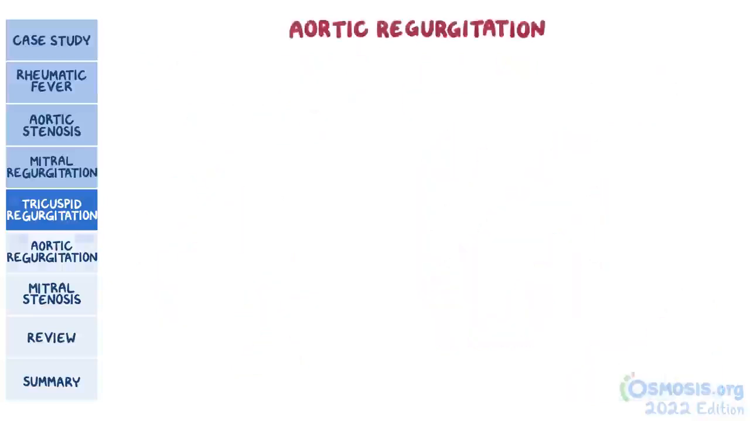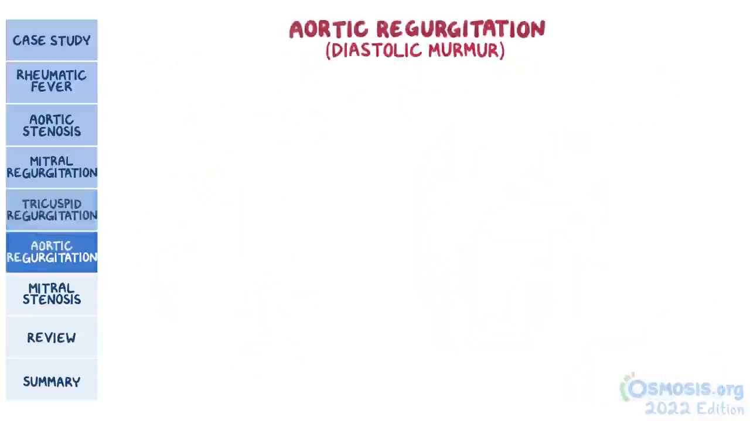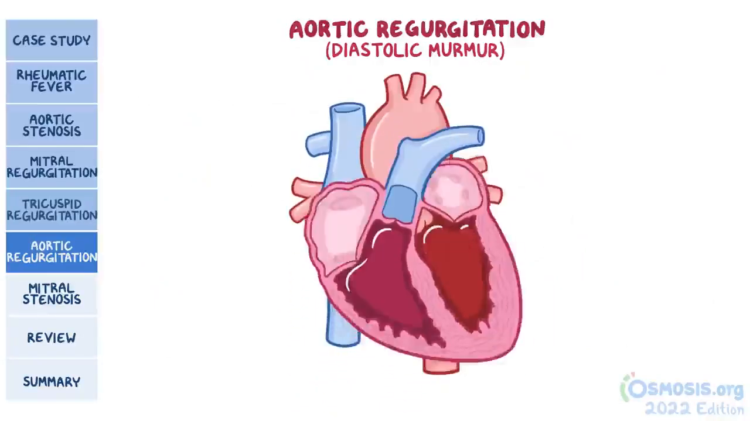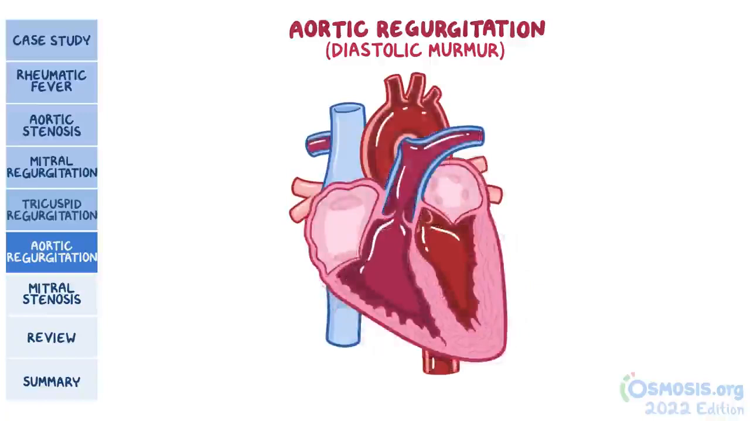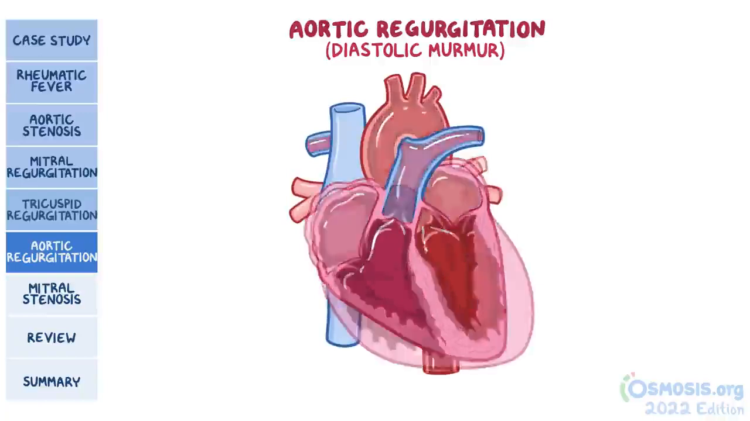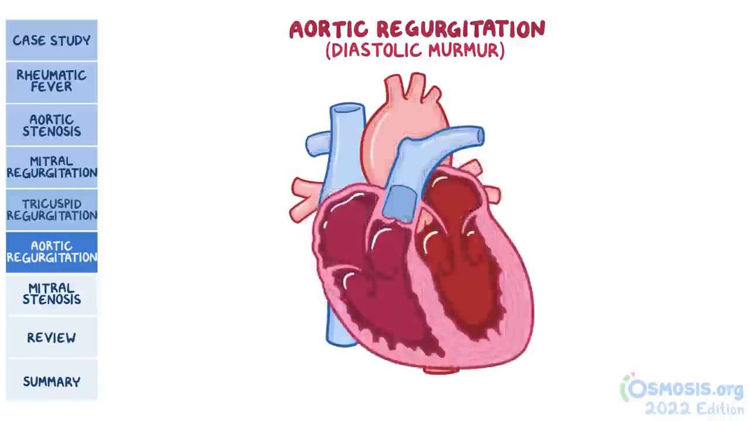Let's now move on and talk about diastolic murmurs, specifically aortic regurgitation. Normally, right after the ventricle pumps blood out through the aortic valve, the valve shuts and remains shut until the ventricle fills again. With aortic regurgitation, blood flows back from the aorta into the left ventricle during diastole.